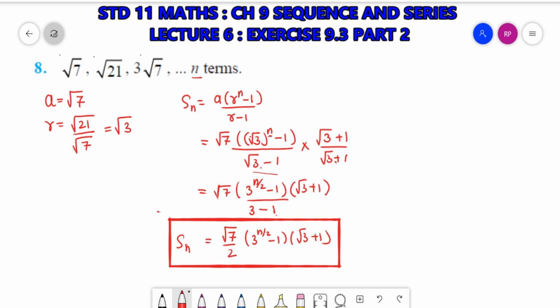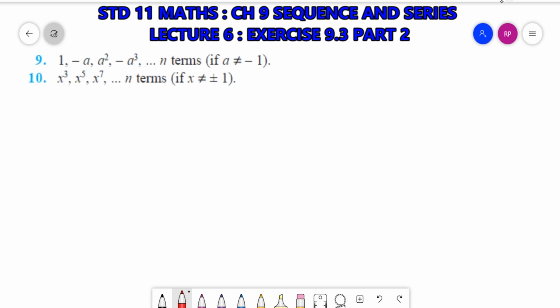Now let's move to the next, that is question number 9. Question 9 and 10. In question 9, it is given that the series is 1 minus a square and minus a cube, and you have to find out up to nth term. So the first term a is equal to 1. The ratio r is equal to minus a by 1, so that is equal to minus a.